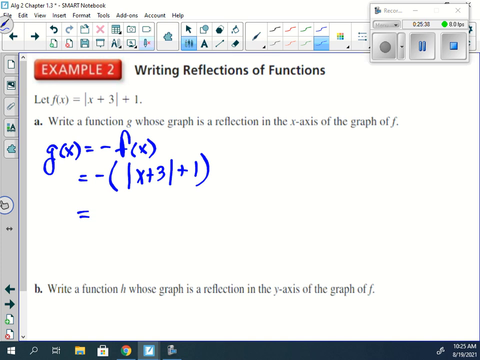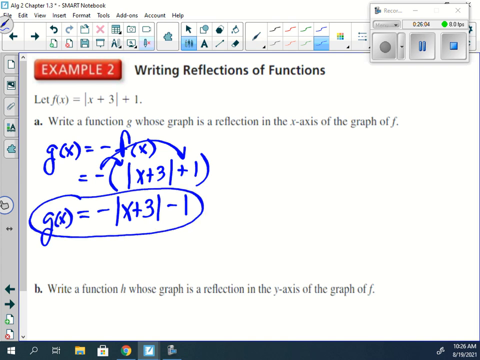Now, when we distribute it to the absolute values first, it does not go inside. It stays outside. So we multiply it by the absolute values, and we also multiply it by the 1. So the 1 would be now negative, and that is it. Okay, I need to fix that.